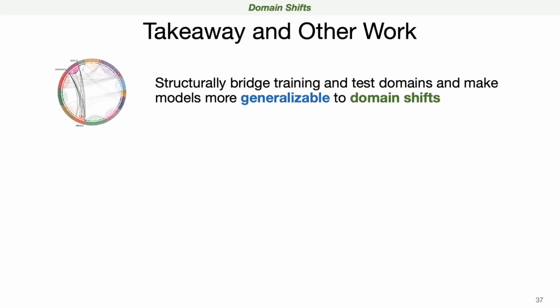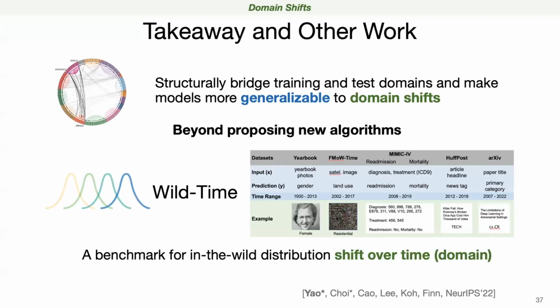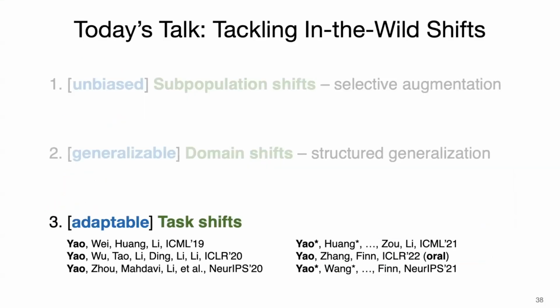Okay, the takeaway here is that we propose D3G to structurally bridge the training and test domains and to make these models more generalizable to domain shifts. In this direction, beyond proposing new algorithms, we also investigate datasets to accelerate research in domain shifts, where we investigate domain shifts over time. Here, time is treated as domains. We propose Wild-Time, which contains datasets with a gradual distribution shift over time, including datasets for general image classification, satellite image classification, some healthcare applications, and some text applications. We also make it a Python package, which is pretty easy to use. Okay, this is for the sixth.